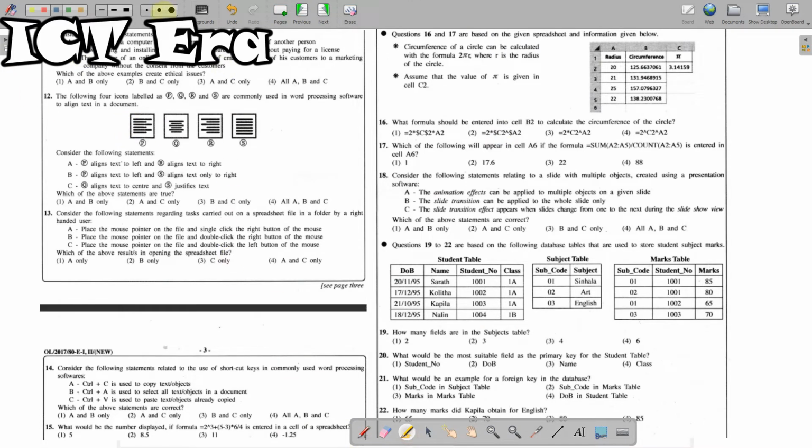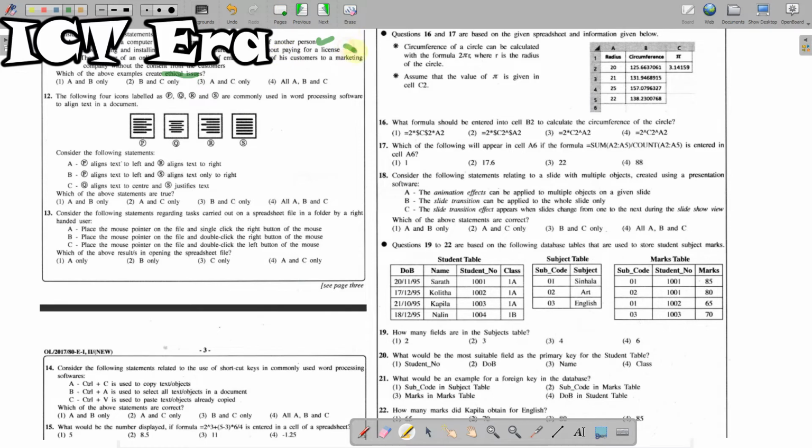Consider the following statements. Which of the above examples create ethical issues? So let's see. Logging into a computer using a stolen user ID and password of another person. So this creates an ethical issue because the user has logged into a computer by using another person's ID and password.